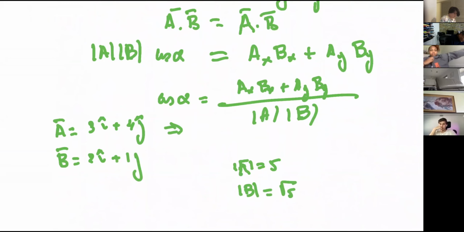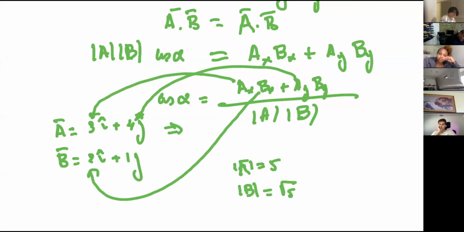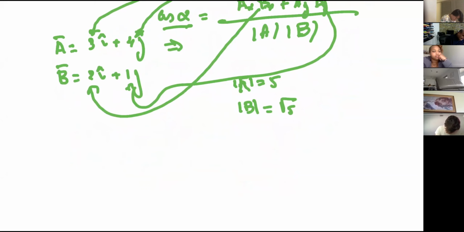So, I know what AX is: AX is 3. I know what BX is: BX is 2. I know AY is 4, and BY is 1. So I have everything to plug into the equation to find the cosine of alpha.